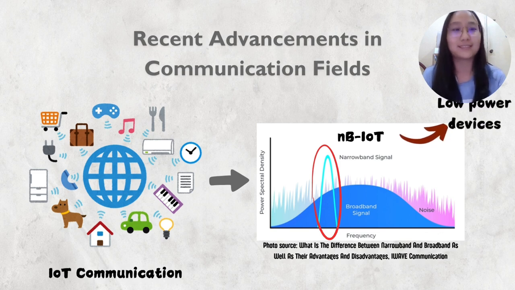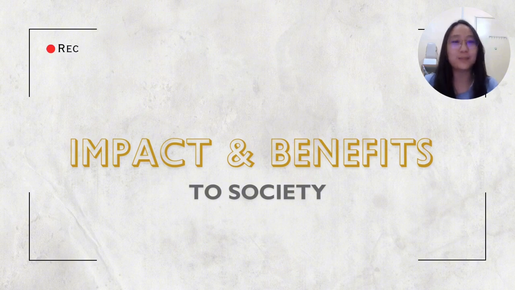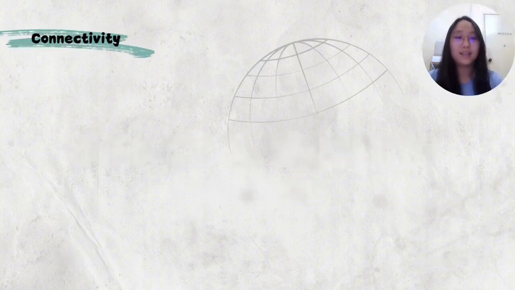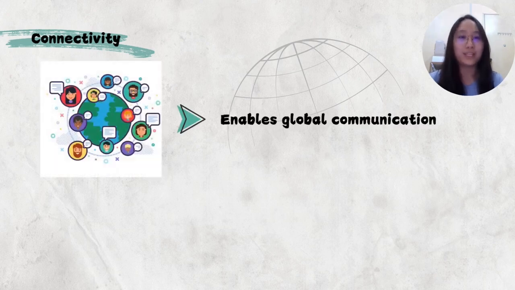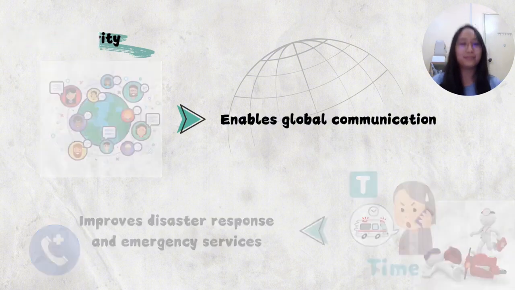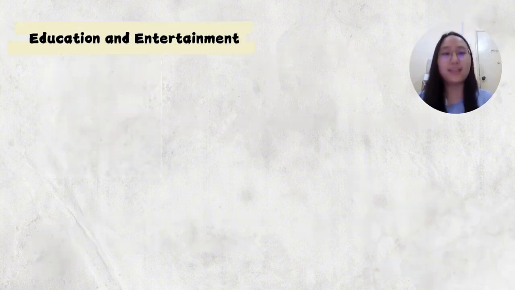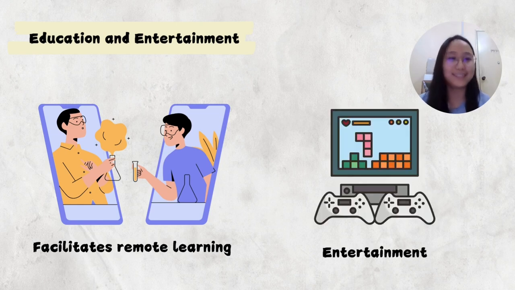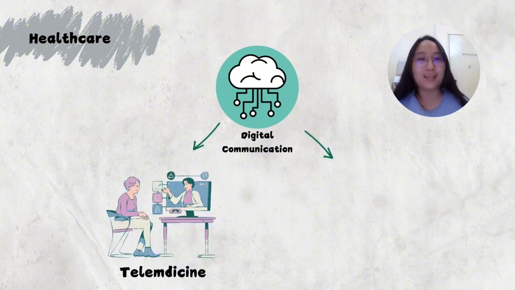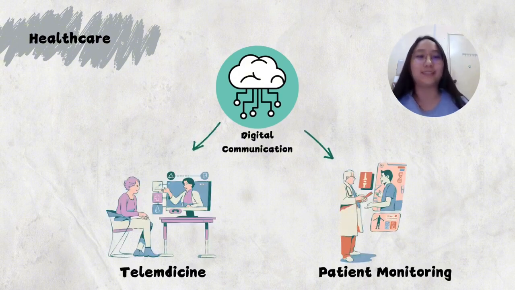So now, what is the impact and benefits of the communication system to society? In terms of connectivity, it is important to enable global communication and improve disaster response and emergency services. In the aspect of education and entertainment, communication will facilitate remote learning and access to media. Lastly, in terms of healthcare, digital communication will play an important role in telemedicine and remote patient monitoring.